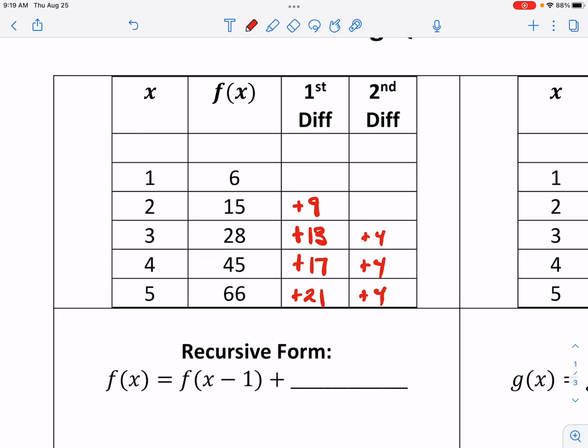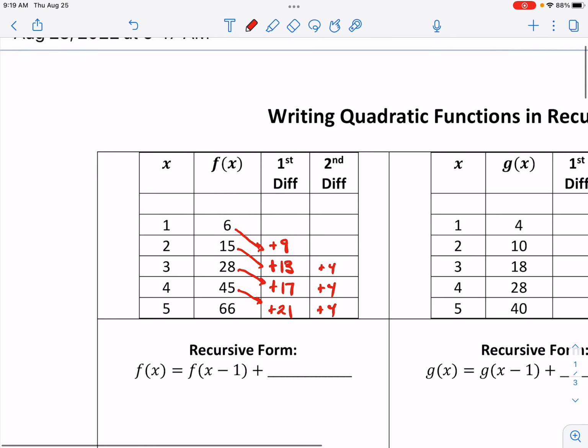The difference between 6 and 15 is 9. From 15 to 28 is 13. From 28 to 45 is 17. And from 45 to 66 would be an addition of 21. And each of the first differences have a common difference of 4. Because the second differences are the same, that identifies this as a quadratic function.